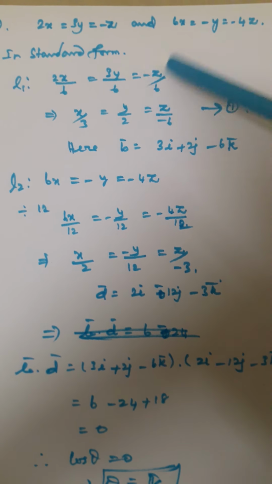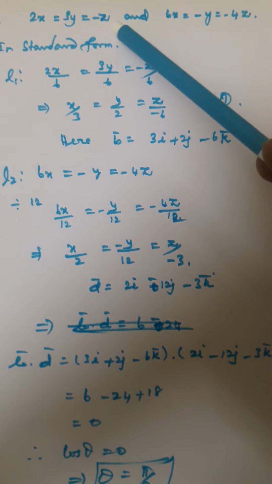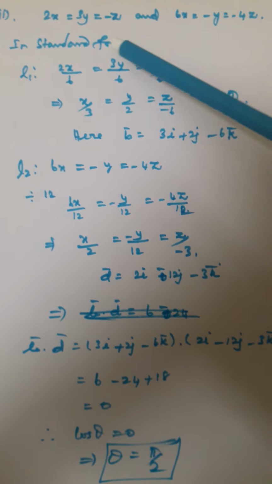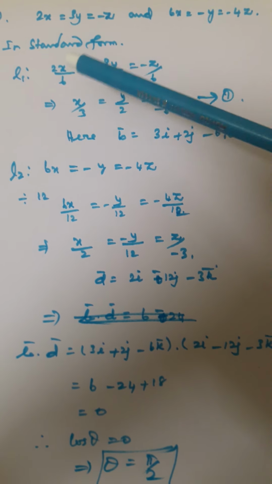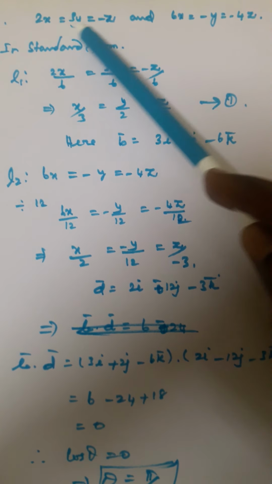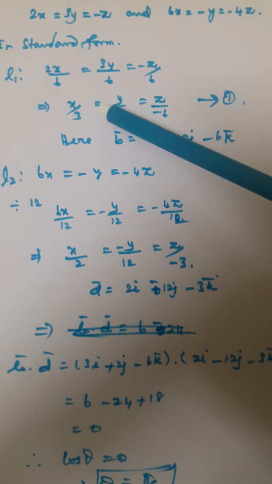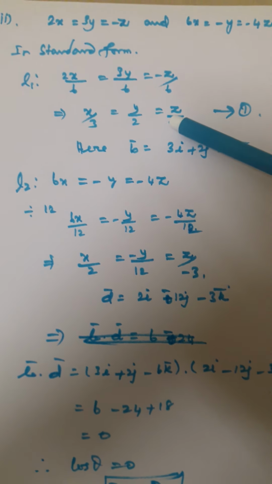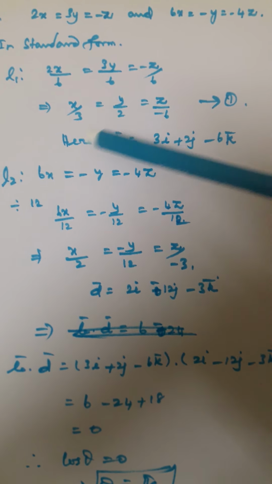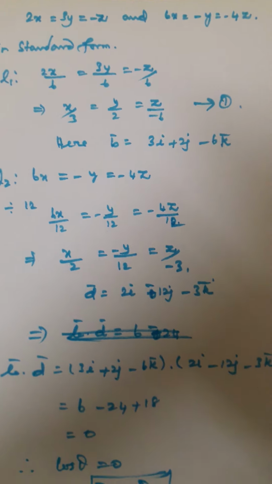So the third one will be in the intercept form. It is given 2x equal to 3y equal to minus z and 6x minus y equal to minus 4z. So how to write in standard form, that is intercept form? Find the LCM of the numbers. 2, 3, LCM is 6. So I am dividing throughout by 6. It will be x by 3 equal to y by 2 equal to z by minus 6. The numerator minus you can take in the denominator. So this will be your vector 3i plus 2j minus 6k.